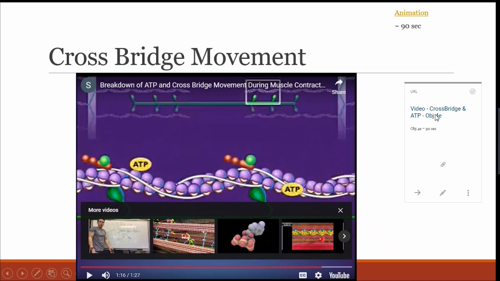It's titled Video, Cross Bridge, and ATP Objective 4E. So I put them ABCD. I put the videos in the order that we watched them in the class, so that's what the little ABCD part is for. This is the 5th video that we've watched, so that's why it's called 4E, and it's with Objective 4.